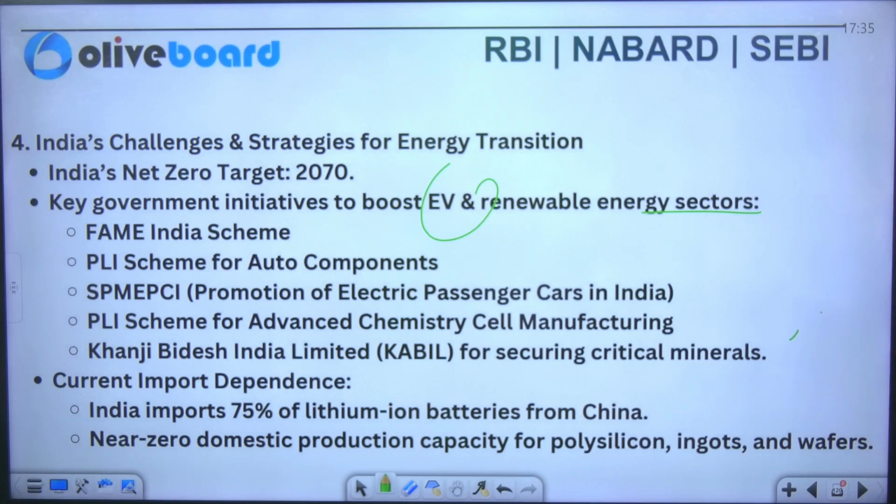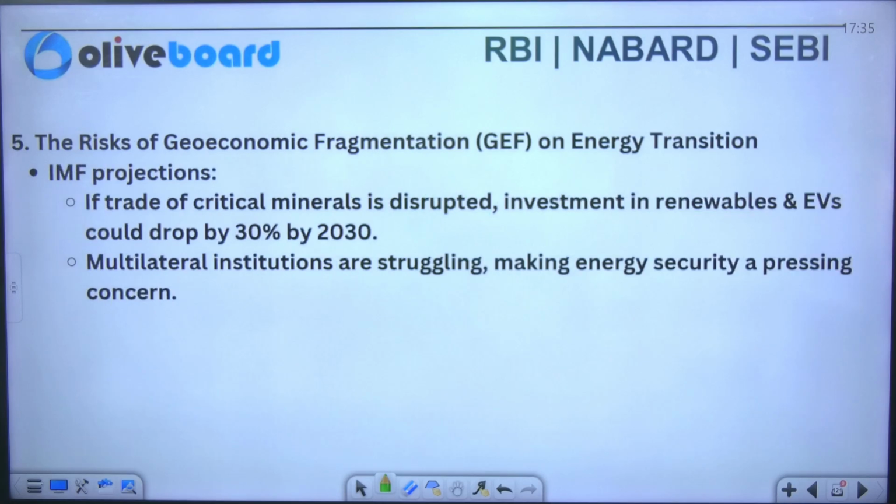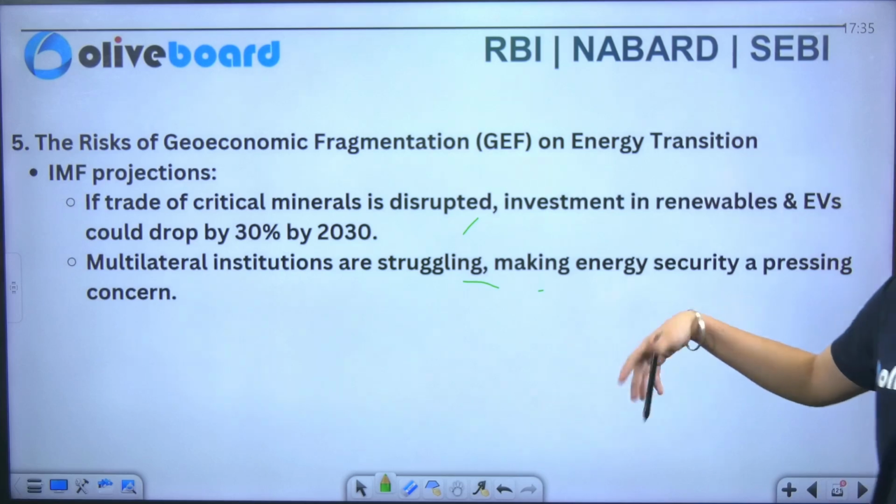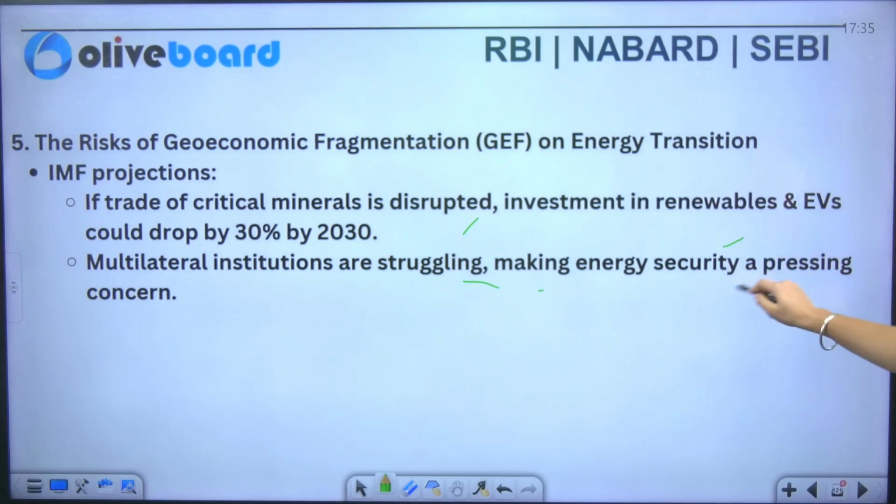What is the current import dependence? India imports 75% of its lithium ion batteries from China. Net zero domestic production capacity for polysilicon, ingots and wafers. Now, the risk of geopolitical fragmentation on the energy transition. What is that? According to the IMF projection, if the trade of our critical minerals is disrupted, our investment in renewables and EVs could drop by 30% by 2030. Multilateral institutions are also struggling, making energy security a pressing concern here.